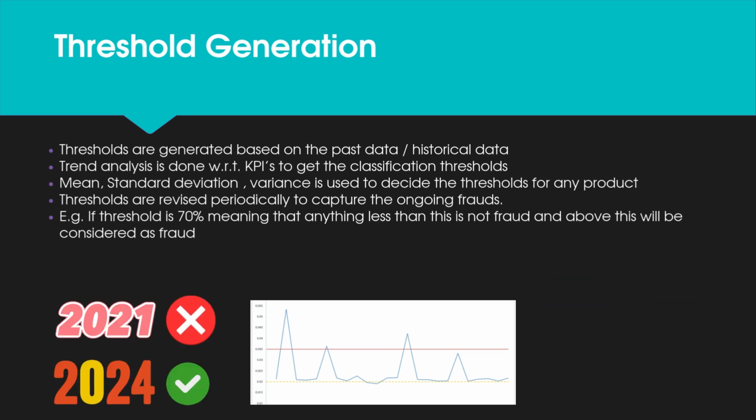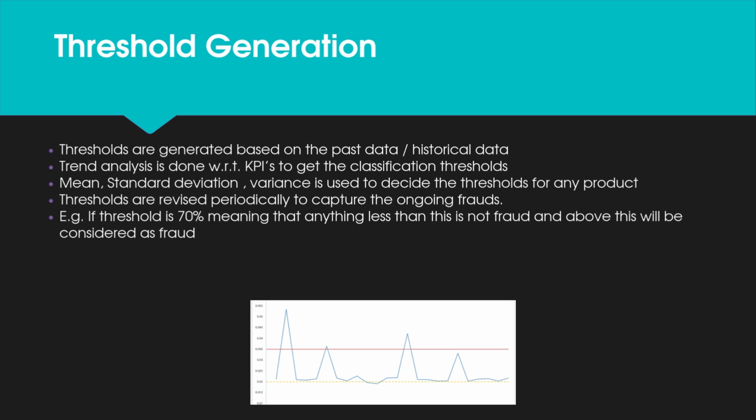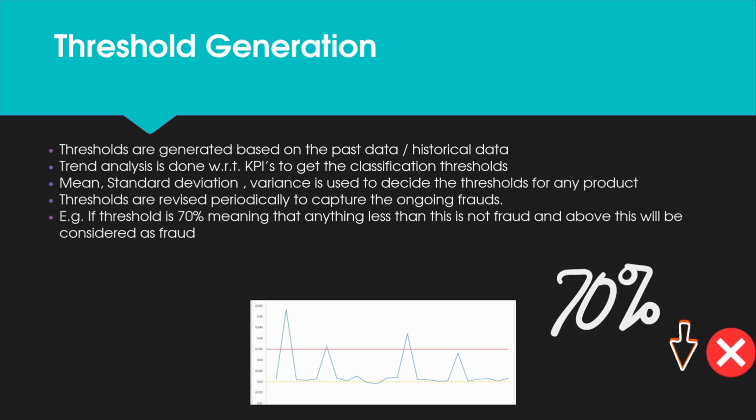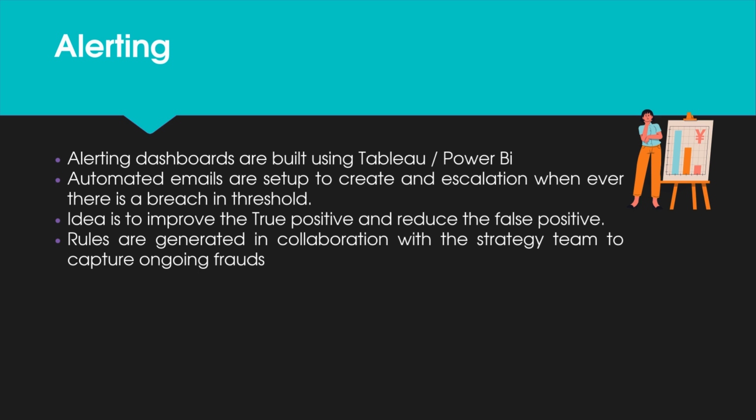For example, a threshold set in 2021 may no longer be relevant by 2024 because fraud tactics and behaviors may have changed. Let's take an example. If a threshold is set at 70%, anything below that could be considered not fraudulent, while anything above that would trigger a fraud alert. Now let's move on to alerting.